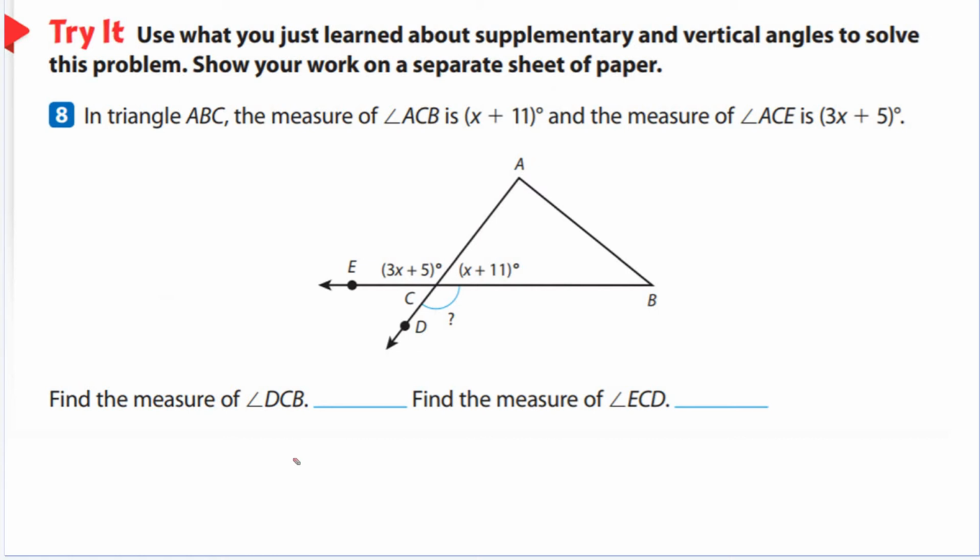In triangle ABC, the measure of angle ACB is x plus 11 degrees, and the measure of angle ACE is 3x plus 5 degrees. Find the measure of angle DCB. Find the measure of angle ECD.